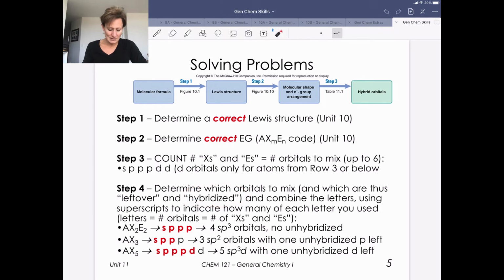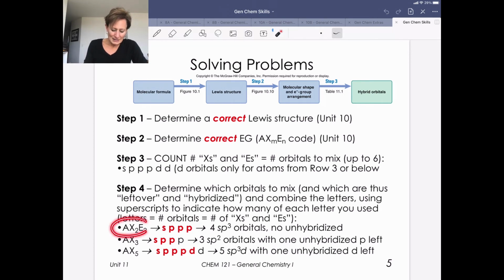Those are the ones that we mix, and then there'll be ones that we don't mix that are going to be leftover, or we call those unhybridized. What we're going to do then is combine these letters together. Now we're going to use superscripts to indicate how many of each letter we mix together, and then whatever is left over is going to be an unhybridized orbital. All right, so I have 3 generic examples to go through here, and then there's going to be an extra credit video that I encourage you to watch that goes through several examples.